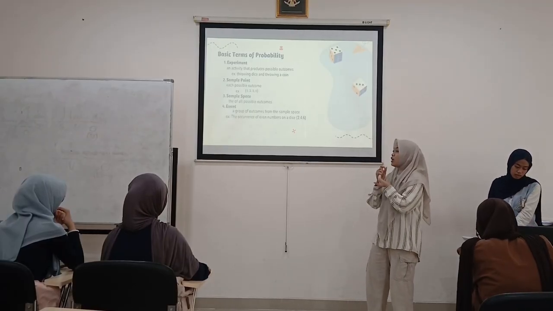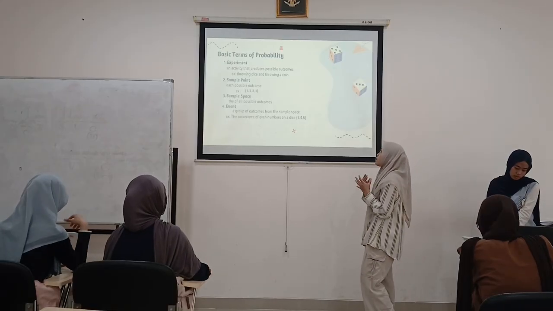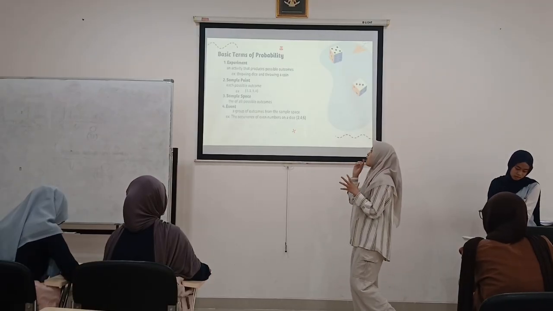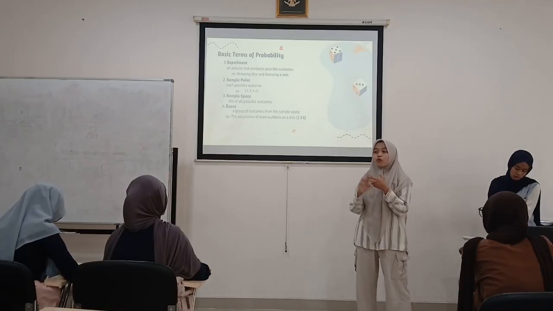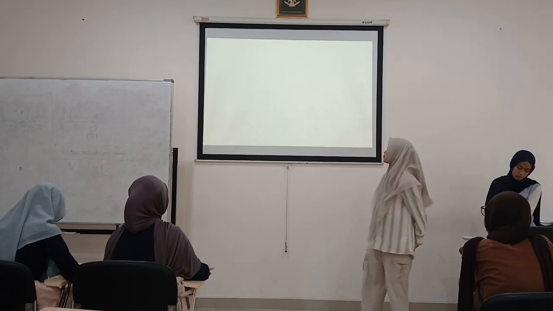Okay. Fourth, event. An event is a group of outcomes from the sample space. For example, the occurrence of an even number on a dice is 2, 4, and 6. Next.